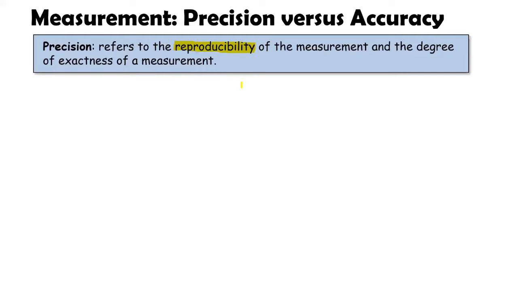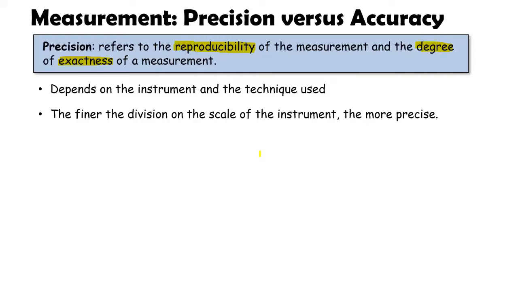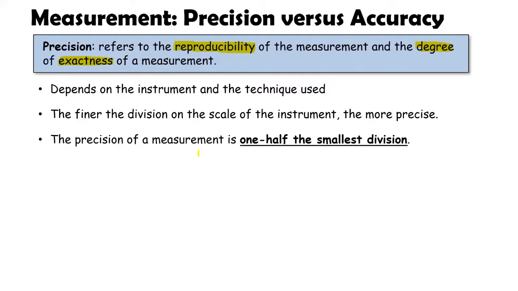The second way we can think about it is the degree of exactness. And this one definitely depends on the instrument itself, the technique used, and it really depends on how fine the division on the scale of the instrument is. So the smaller the divisions on the scale of the instrument, the more precise. And the rule of thumb is that the precision will measure as 1/2 the smallest division that the instrument uses.